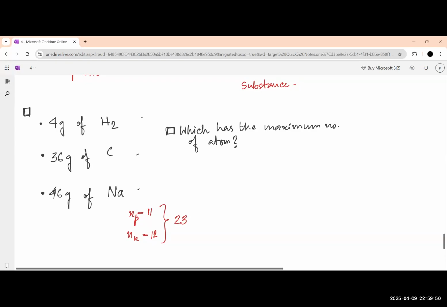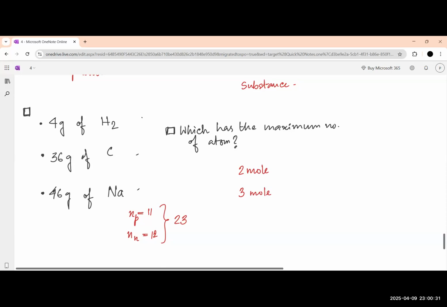Will the hydrogen molecule have more atoms? Hydrogen molecule has more atoms. Okay, tell me why. Because it has 2 moles. It has 2 moles. What is the number of moles in the second case? In the first case, it is 2 moles. Okay. In the second case, what is the number of moles? For carbon, it has 3 moles. Yes, 3 moles.